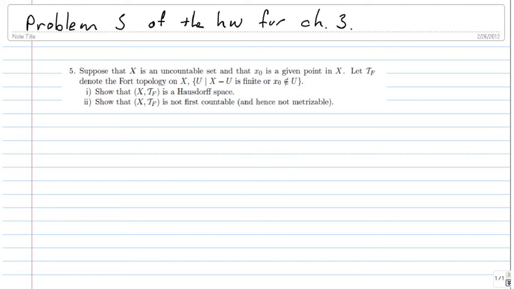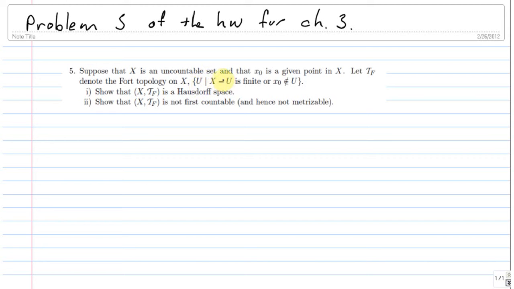So the problem reads, suppose that x is an uncountable set and that x naught is a given point in x. Let the topology on x denote the Fort topology on x. And the Fort topology is defined in the following way.